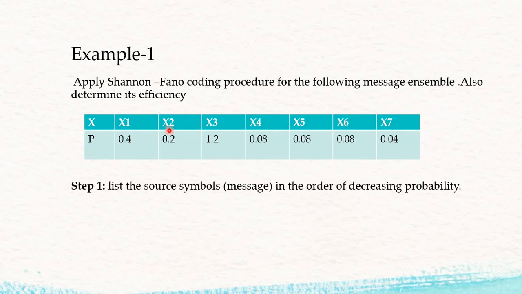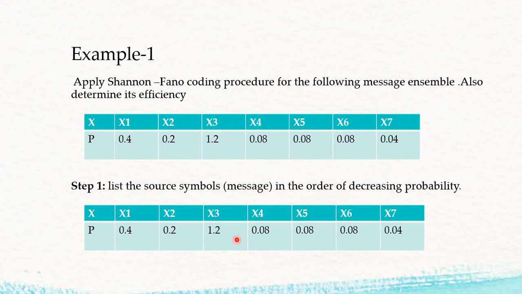So let's begin. Our first step is to list the source symbols or the messages in order of decreasing probabilities. Just focus over here: we have to arrange them in decreasing probabilities. As they have already been given in decreasing order, we just directly copy the values as they are, because the values are already in decreasing fashion. So no need to make any changes.